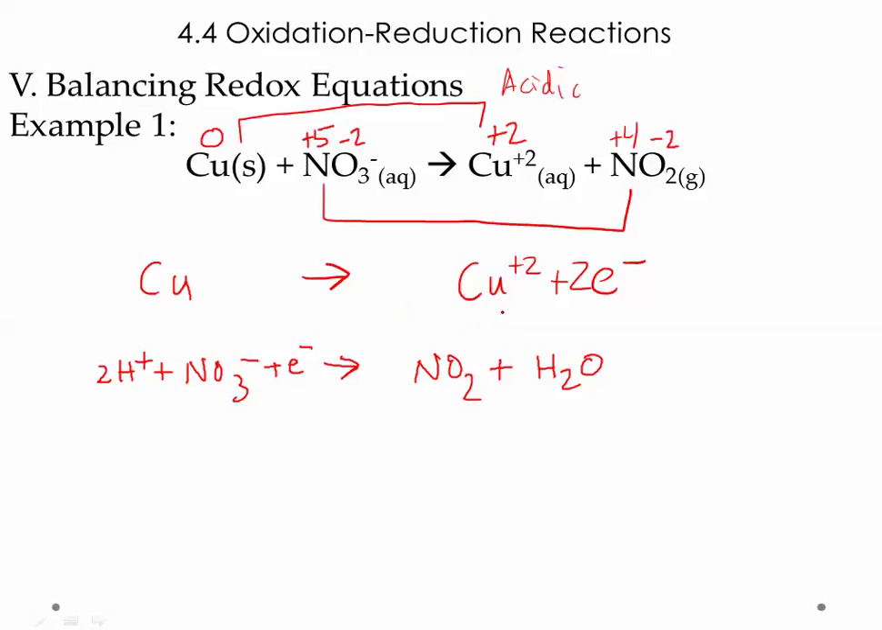Now we need to get the electrons to cancel out. If you look, we have 2 electrons on the product side here and 1 electron on the reactant side here. So in order to get 2 electrons so this cancels out, we're going to multiply this whole equation by 2.